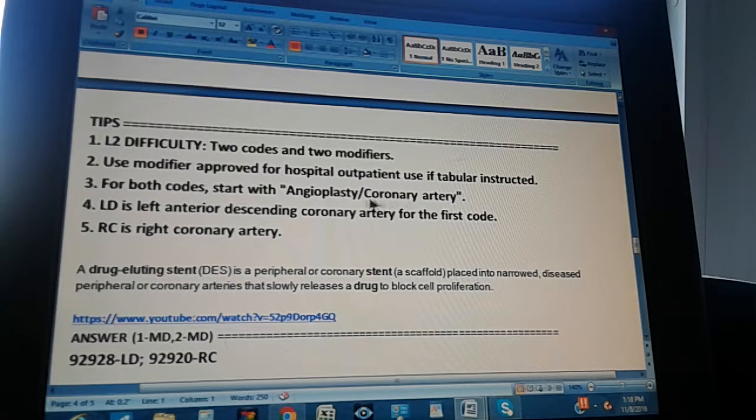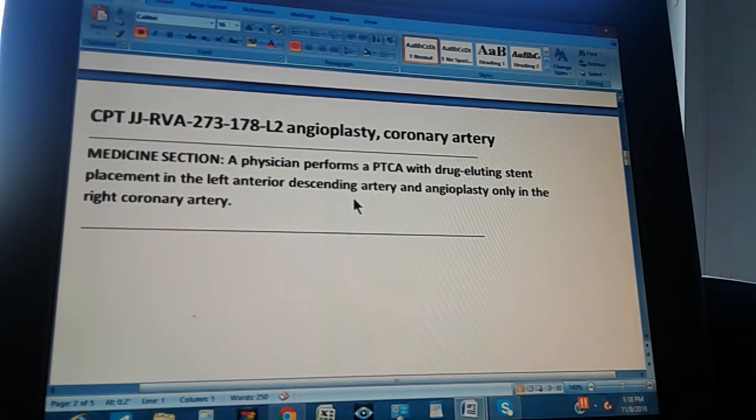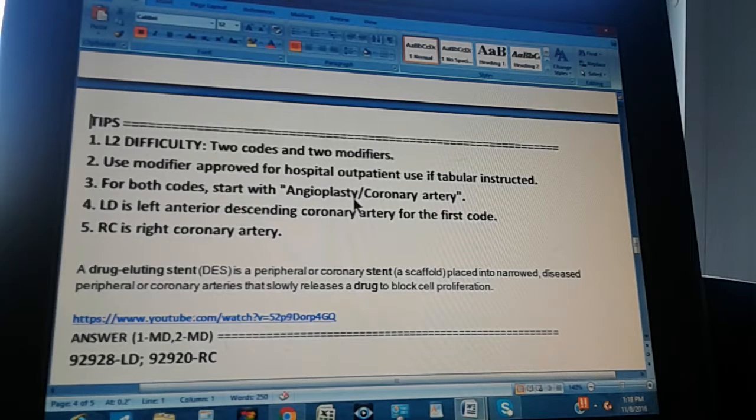What are the initials exactly? PTCA. The PTCA is angioplasty. Fourth tip: LD is the left anterior descending coronary artery for the first code, and RC is the right coronary artery for the second code.